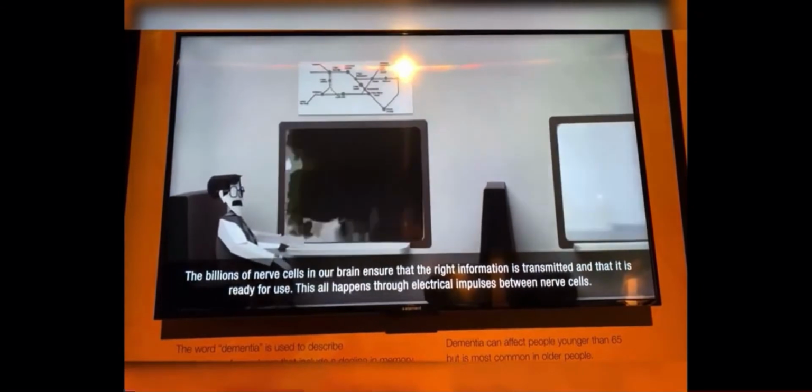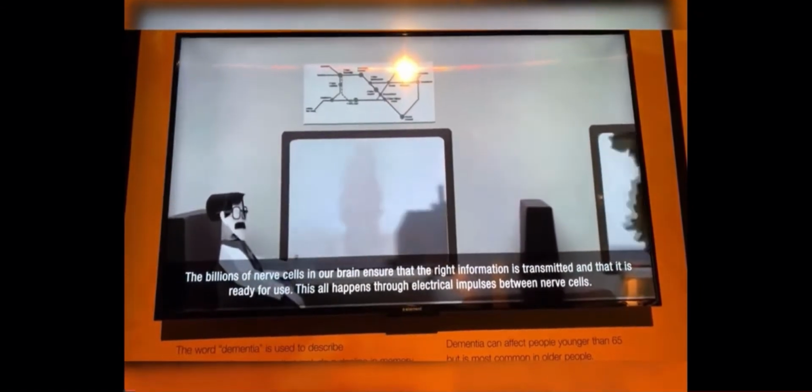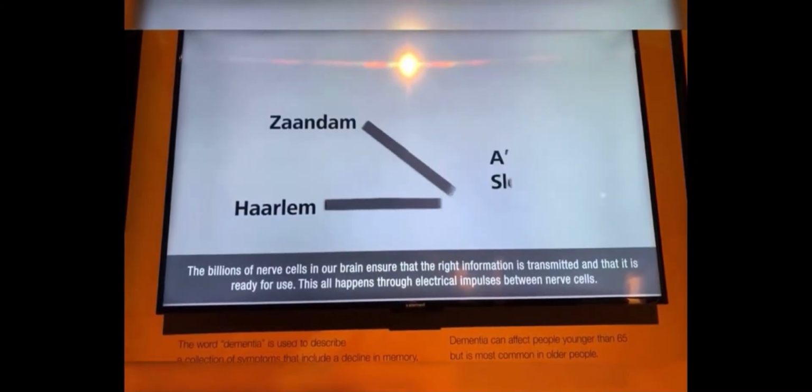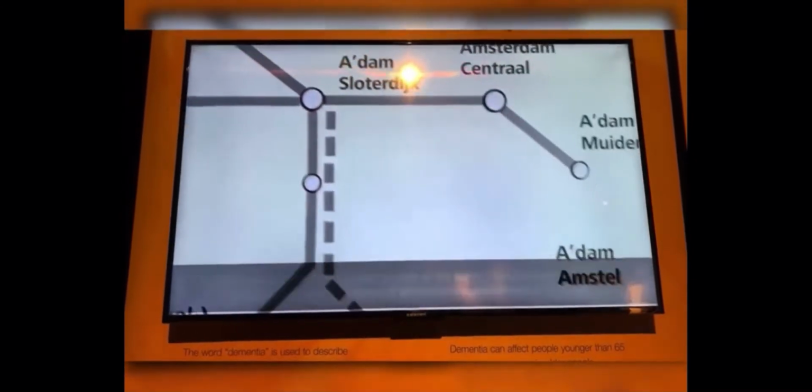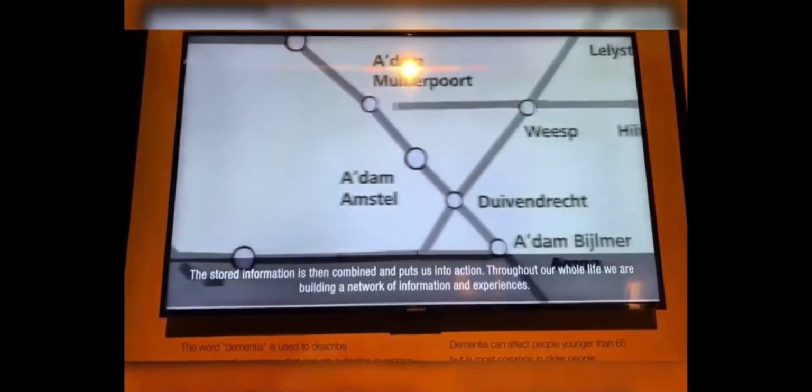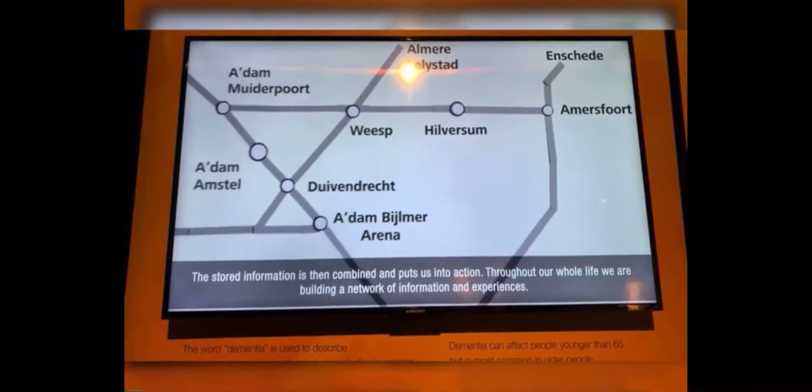The billions of nerve cells in our brain ensure that the right information is transmitted and that it is ready for use. This all happens through electrical impulses between nerve cells. The stored information is then combined and puts us into action.